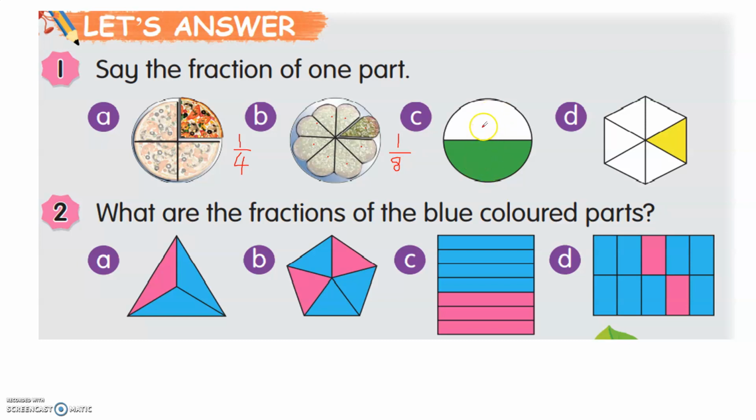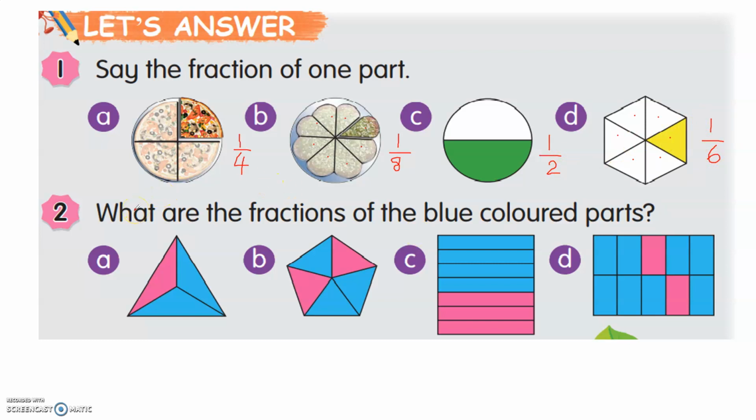This one, we can find it for the green color. 1 over how many total parts? 2. Okay, here we should find it for the yellow color. 1 over 1, 2, 3, 4, 5, 6. The denominator is 6. We should read the fraction as 1 over 6. We can say the fractions 1 over 4, 1 over 8, 1 over 2, 1 over 6.